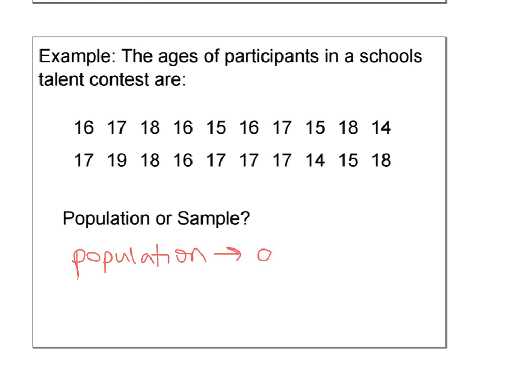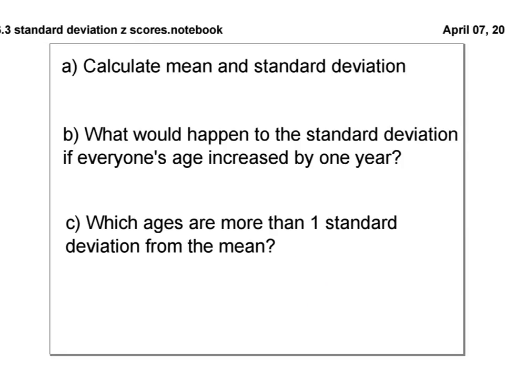All participants, so all ages are given. They didn't in any way indicate that they only took a sample of the people, so we can assume that they got everybody's. And we're going to calculate the mean and standard deviation.